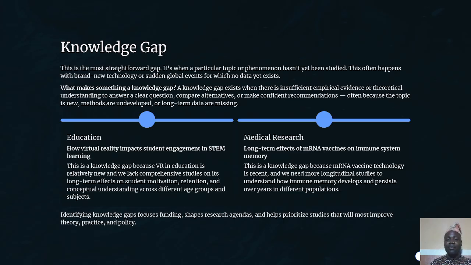If you are doing a medical science research, you can have a knowledge gap like this: long-term effect of mRNA vaccine on immune system memory. It is important we see that this is a knowledge gap because mRNA vaccine technology is recent. In fact, we need more longitudinal study to understand how immune memory develops and persists over years in different populations.